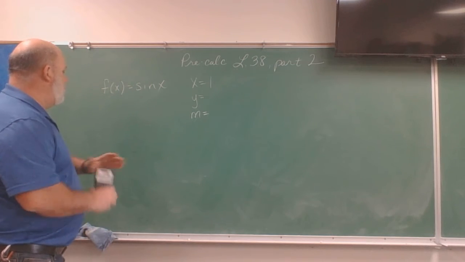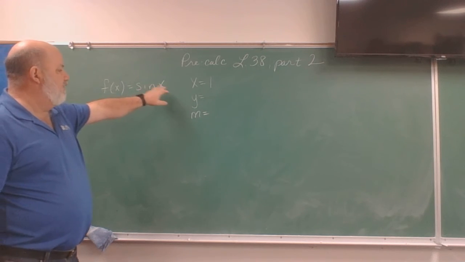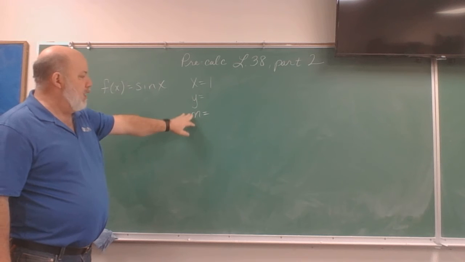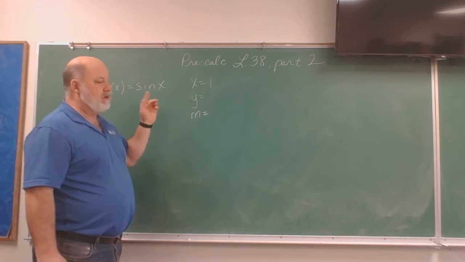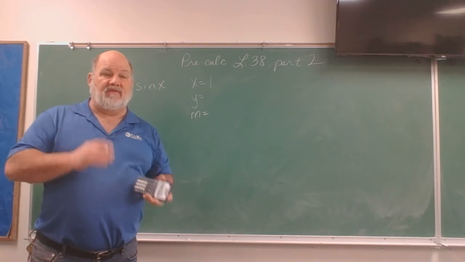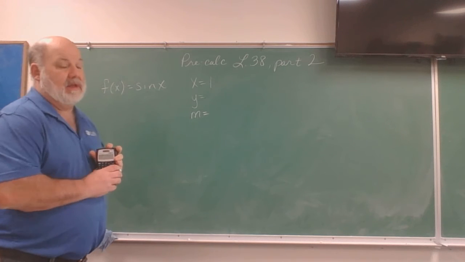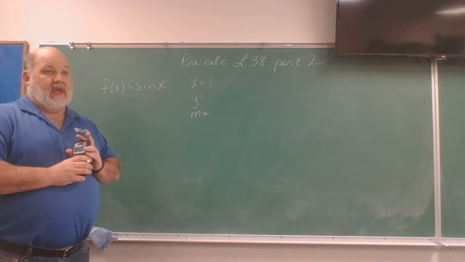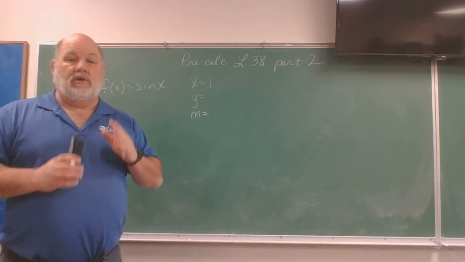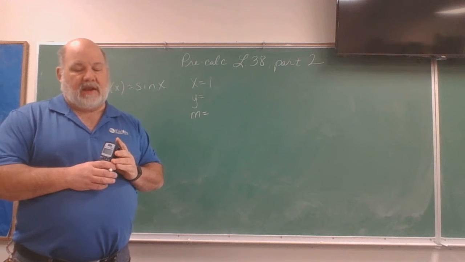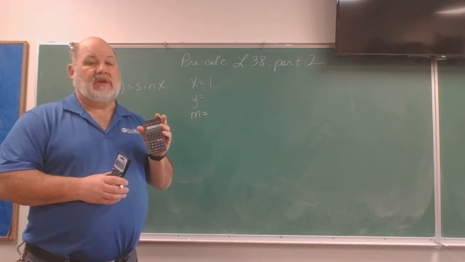Now the original function is the sine of x. I could do either of two things. I could go find y immediately, or I could go find the slope by taking the derivative of this. Let's go find y first. Now before we do, you must know that in calculus, anytime they take the sine or the cosine of anything, you must be in radians. You cannot be in degrees.